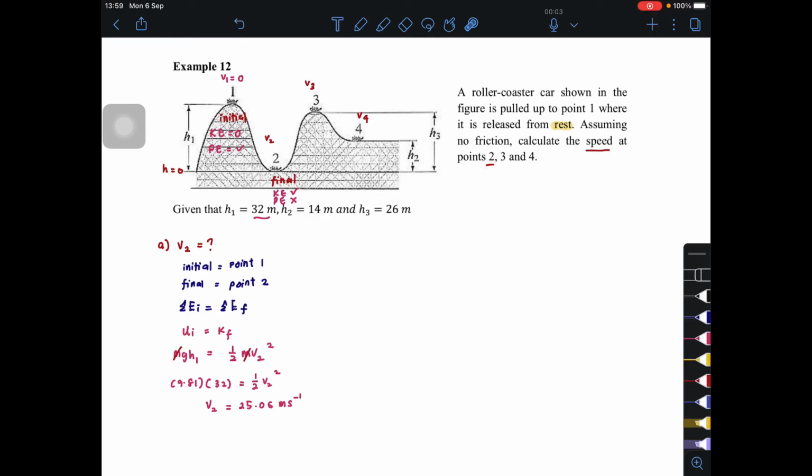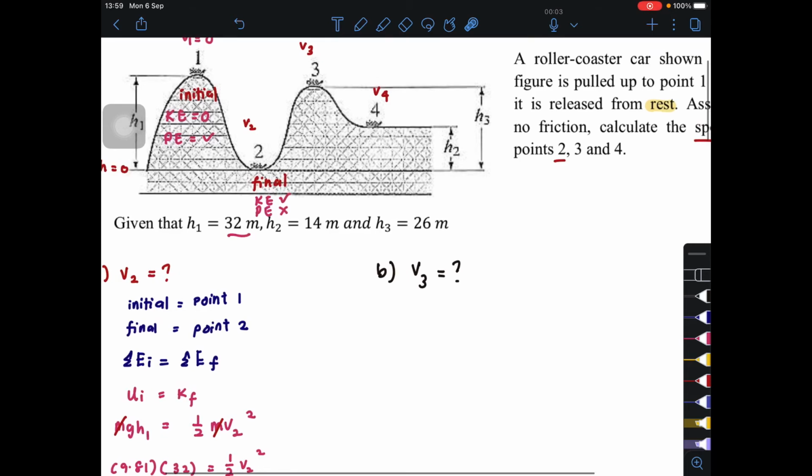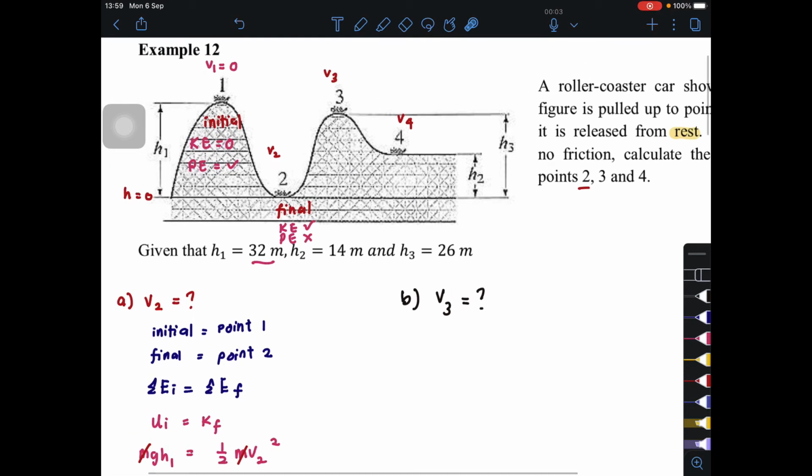Now we want to find V3 here. Okay, V3. Now question B, V3. Okay, so similarly, we need to choose which one is the initial, which one is the final. So the easier way, you can either use this one or this one as the initial point, as long as it is before position 3. It must be before position 3.